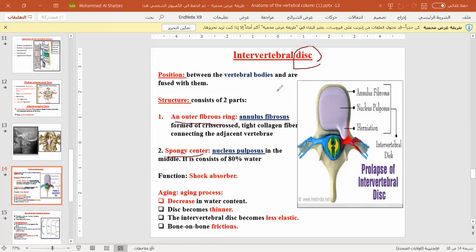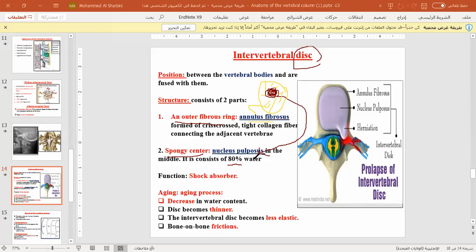One part is in the middle, like here. It is named nucleus pulposus. Nucleus means in the center, and pulposus is a jelly material which contains about 80% water. And one outer part, the outer structure of the disc like that, is named annulus fibrosus, like a fried egg.